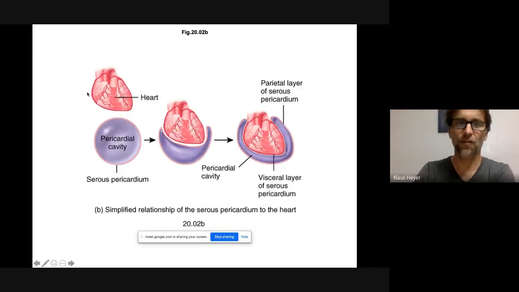So here's just another photo of it, and this is the heart sitting within the pericardial fluid, and you see the parietal layer and the visceral layer.